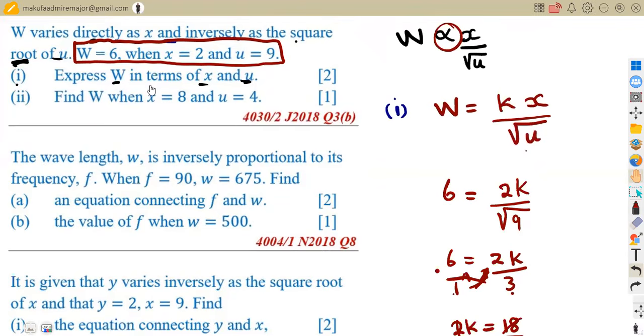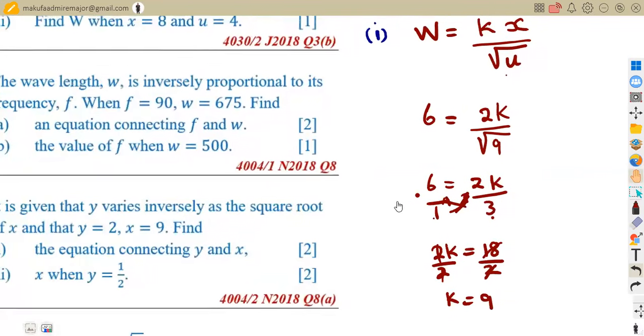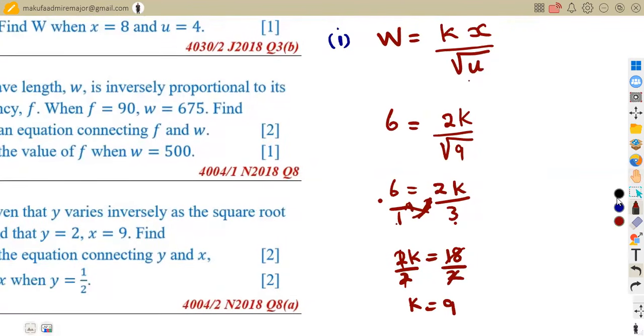So obtaining the constant now gives us a relationship which connects w, x, and u, expressed as a formula. Find the formula connecting w, x, and u. That is what they are trying to say. So we have to find the k. After determining the k, we substitute it into our equation. So therefore, our w is going to be equal to, in place of k, we substitute our k, which is 9. So it's 9x over the square root of u.